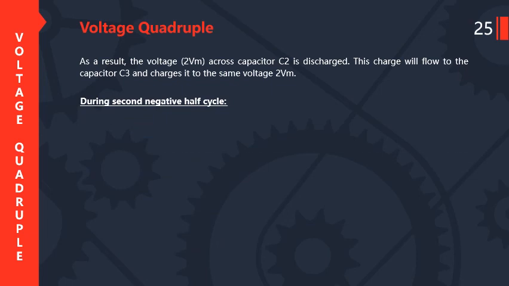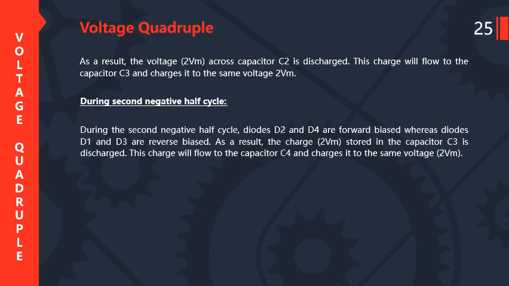During the second negative half cycle, diodes D2 and D4 are forward biased, whereas the diodes D1 and D3 are reverse biased. As a result, the charge 2Vm stored in the capacitor C3 is discharged. This charge will flow to the capacitor C4 and charge it to the same voltage 2Vm.